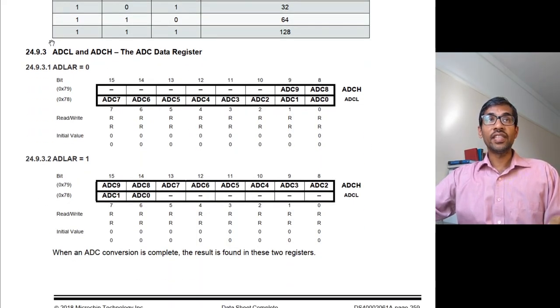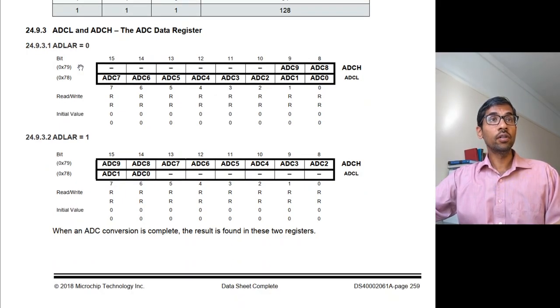The output of the ADC is stored in ADCL and ADCH, as we looked at before. The output of the ADC is a 10-bit output, and that's why we need two registers, because each register is only 8 bits in length. And ADLAR, or ADC left adjust register, which was there in ADMUX, remember?